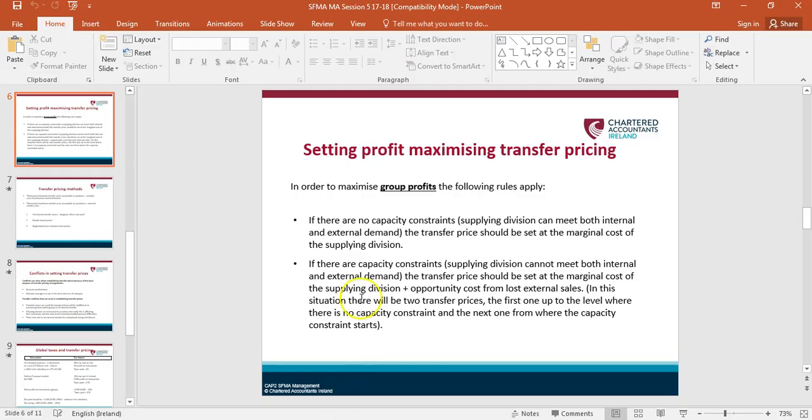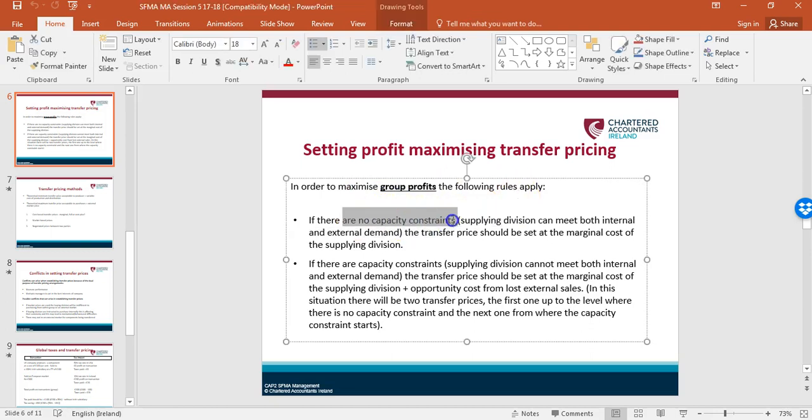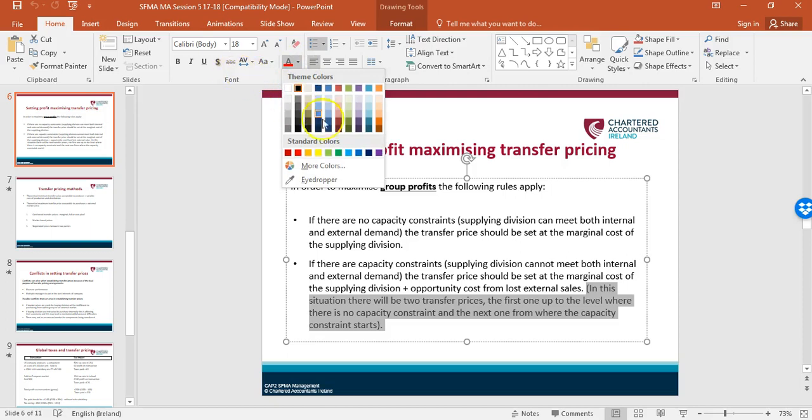And where this is coming from, if you look at your slides, this is the slide in session 5. In order to maximize group profit, the following rules apply. No capacity constraints, meaning you have spare capacity: transfer price is at marginal cost, which is the same term as variable cost. But if there are capacity constraints, meaning there is no spare capacity or only some, transfer price is set at variable cost plus opportunity cost. And the very last point is the important one for scenario 2. Remember, this is what you'd have in your notes.